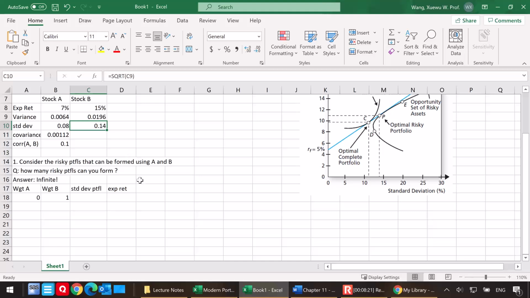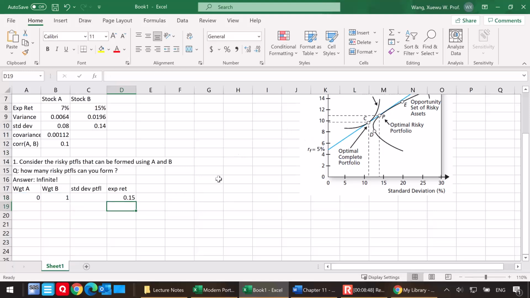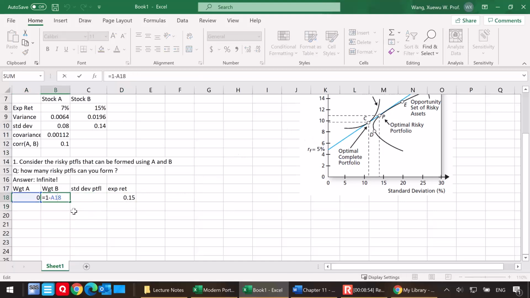But I want to consider a robust formula here so that later I can construct more risky portfolios and plot them. So I need to build a strong formula and copy it down. I'm going to look at the weights, and I'm going to look at the expected returns, and because I want to be able to copy down, let me lock down the expected returns. And yes, I got 15%. Notice that the weights add up to 1, because I set the weight on B as 1 minus the weight on A. So the weights add up to 1.